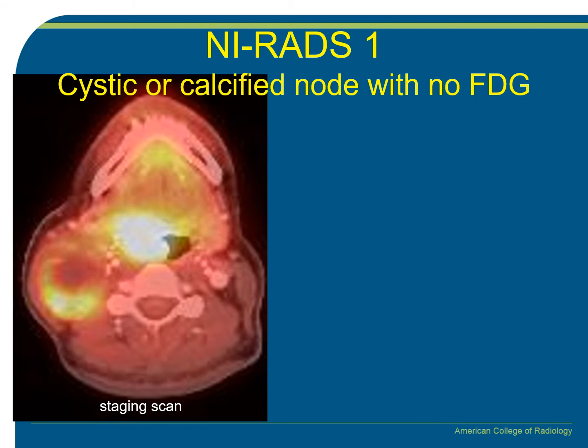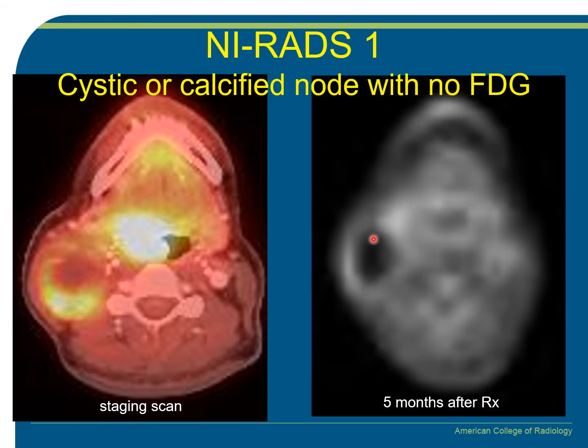So for example, here's a patient with a large base of tongue and tonsil primary with bulky lymphadenopathy on the staging scan. And when this patient was treated, there was a complete response in terms of FDG avidity within that node. And we know that even though there's a pretty large residual cystic cavity there, that there's no viability because of the lack of FDG avidity. So we can code this NI-RADS 1. Calcification within nodes is another very reassuring finding on post-treatment imaging, even if the node does not completely disappear.